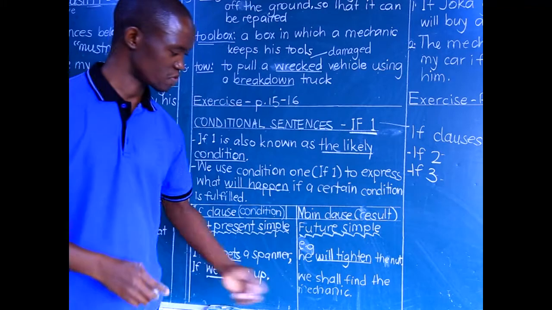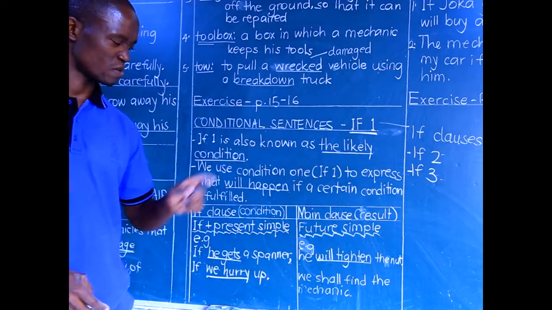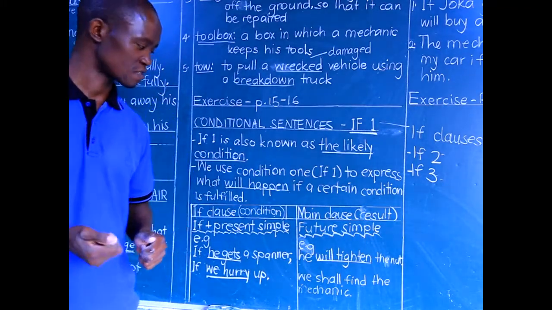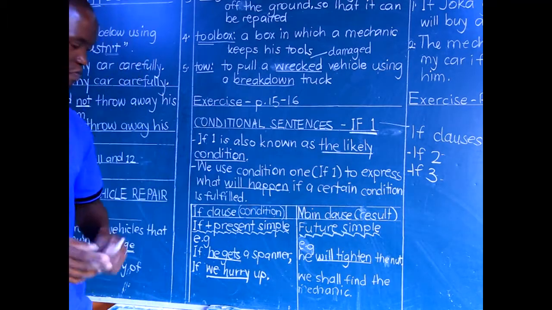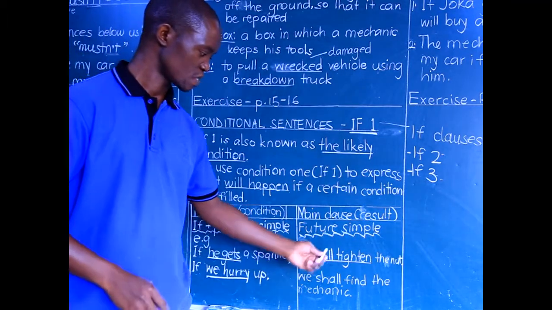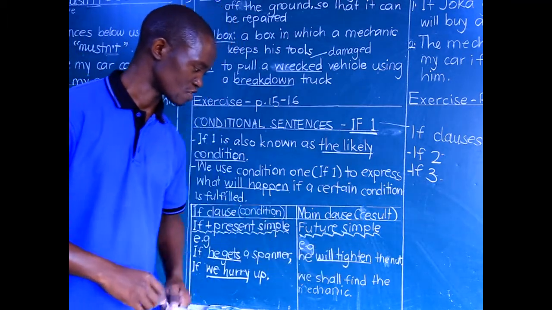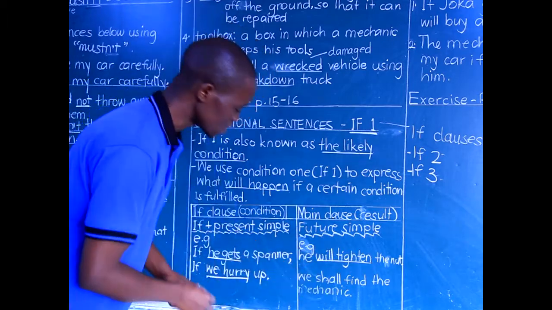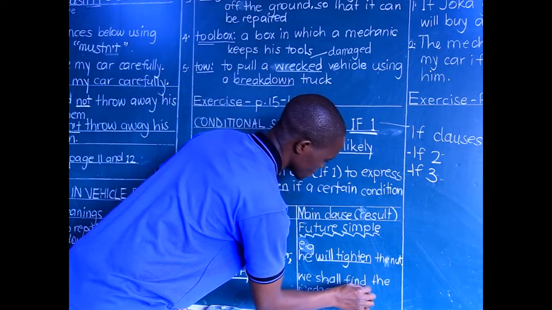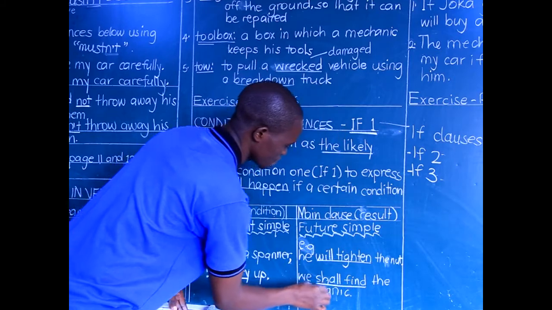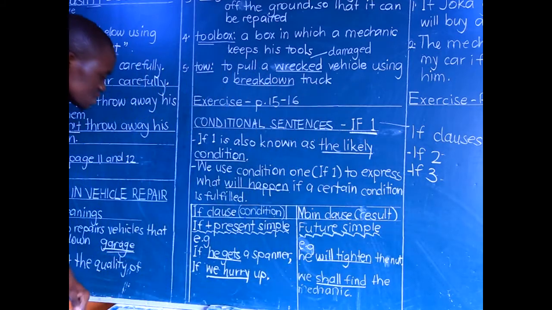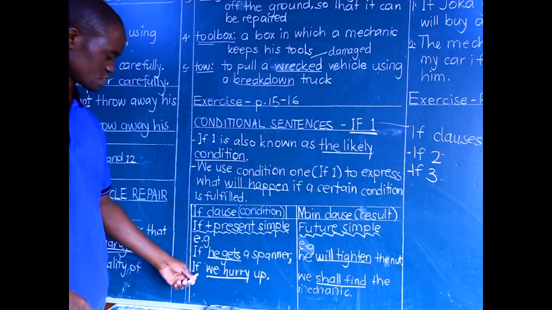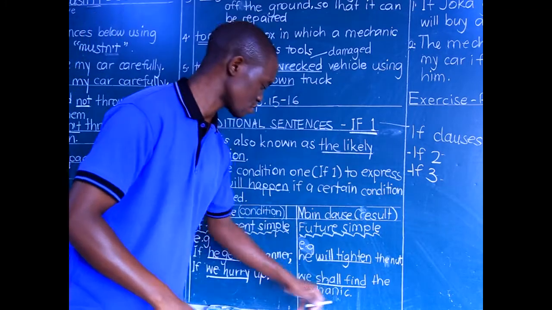In the future simple, you expect to see words like will or shall plus a verb in its infinitive form. That's why you see will plus tighten. Then shall plus find. These are the words that express the future simple. So we have the second sentence. Let's start from here and complete it from here.